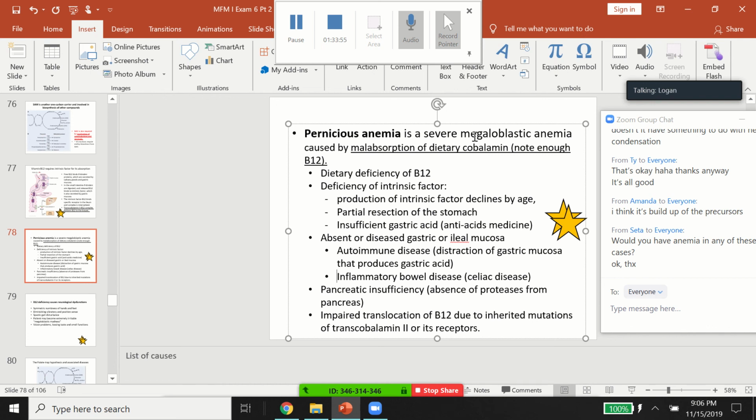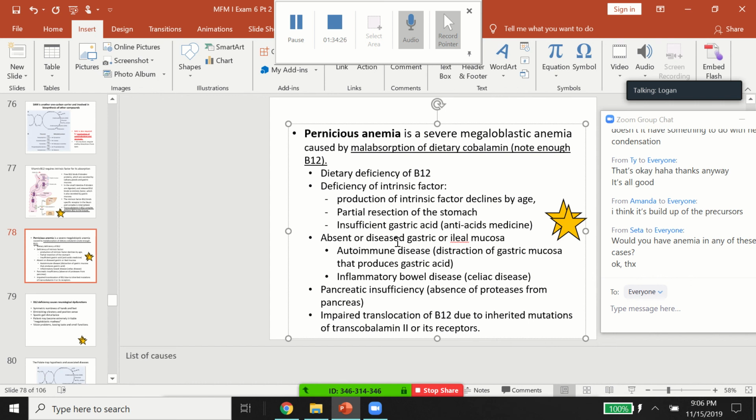It's basically severe megaloblastic anemia caused by malabsorption of dietary cobalamin, or B12. Basically, you're not getting enough B12 within your body. Now how would you have that? Obviously, not having enough in your diet. So B12 diet deficiency. You could also have what we normally refer to a lot, intrinsic factor being deficient, because that's what's really required for absorption.